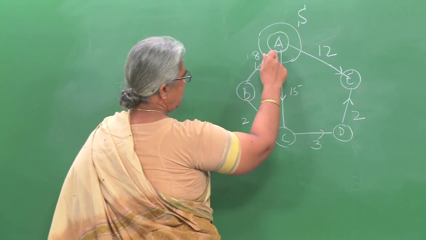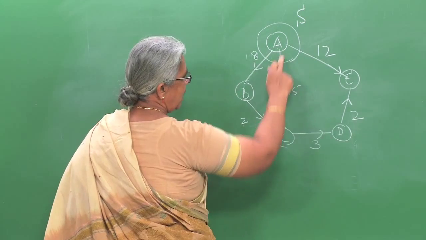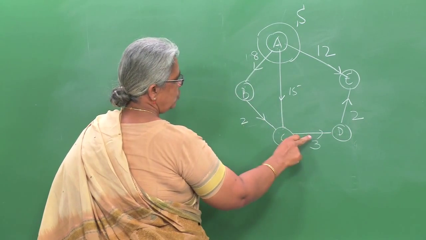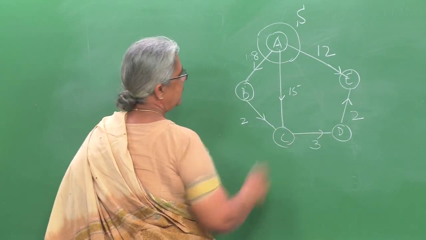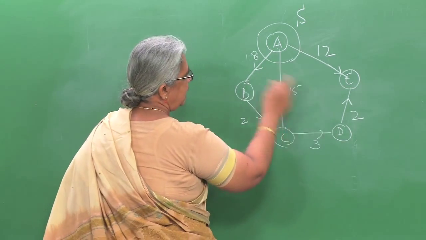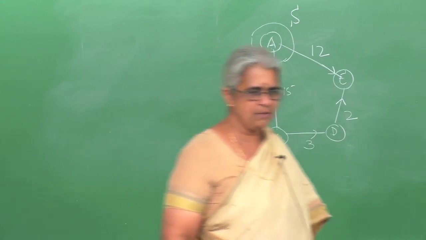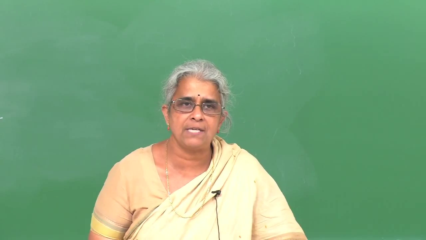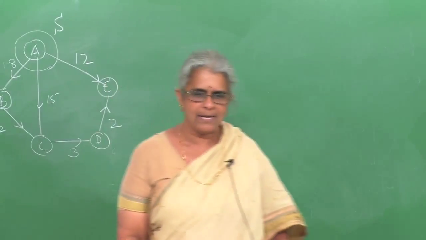So for example, if I am going from A to D, I can go A, B, C, D, or I can do A, C, D, and notice that 8 plus 2, 10 plus 3, 13, whereas this is 15 plus 3, 18. Therefore, this path is shorter from A to D than going via C. Okay. Let us see how this algorithm works, and most importantly, it is important for this algorithm to work that no edge has a negative label. That is very important to assume.